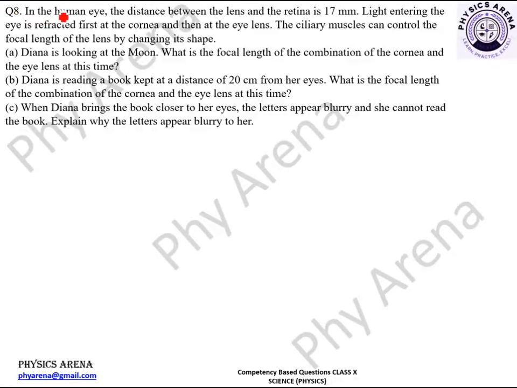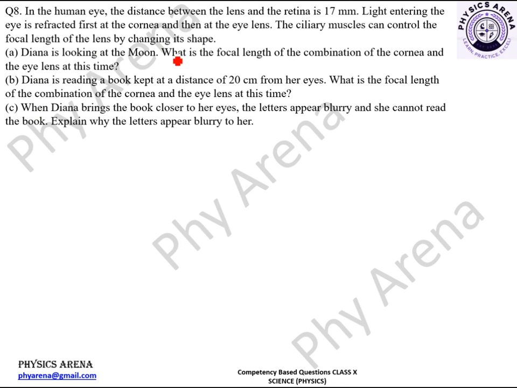Question 8. In the human eye, the distance between the lens and the retina is 17 millimeter. Light entering the eye is refracted first at the cornea and then at the eye lens. The ciliary muscles can control the focal length of the lens by changing its shape. We need to answer the three parts. So let's take part A.